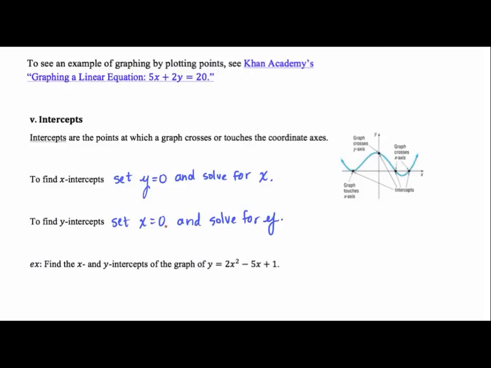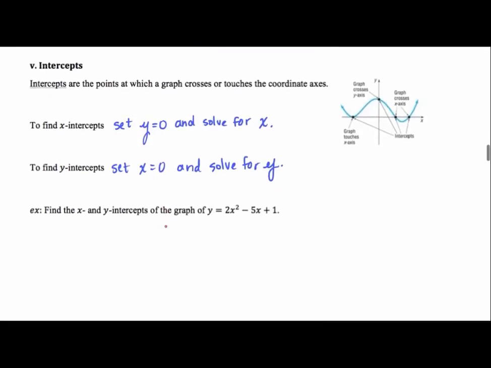Okay, we're going to jump ahead to intercepts. So an intercept is a point at which a graph crosses or touches an axis. So you've got x-intercepts. Now if you're on the x-axis, what is the value of y? Yeah, y equals 0 for all of the x-intercepts. So in order to find x-intercepts, you set y equal to 0 and solve for x. Okay, for y-intercepts, they occur on the y-axis where x is 0. So to find y-intercepts, you set x equal to 0 and solve for y.